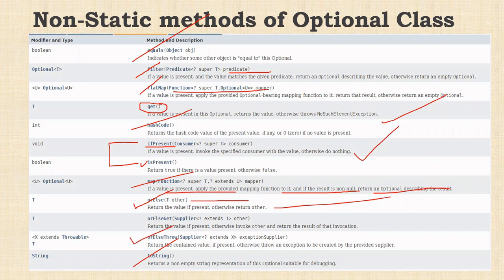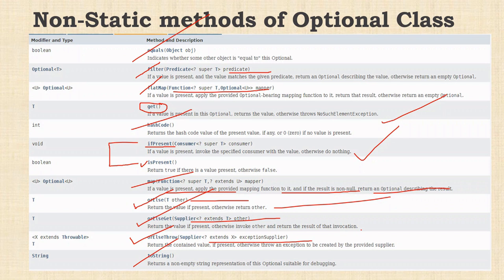If the value is null, then in that scenario you can throw an exception using the orElseThrow method. It will take a supplier. And there is orElseGet, which takes a supplier and returns the value if present, otherwise invokes the other and returns the result of that invocation. So these are the common non-static methods in the Optional class.